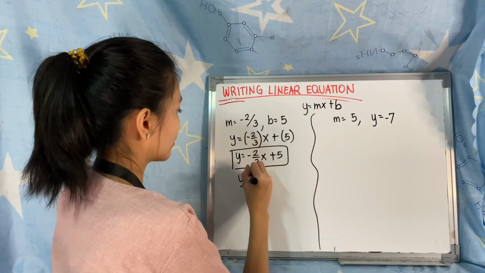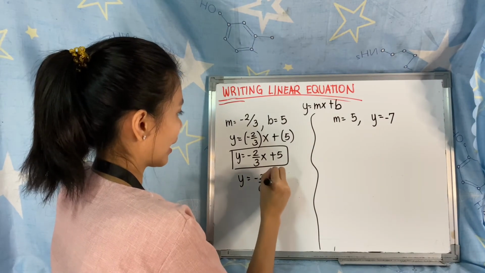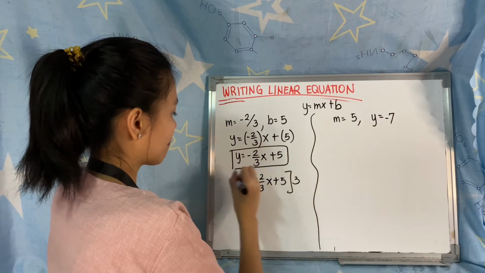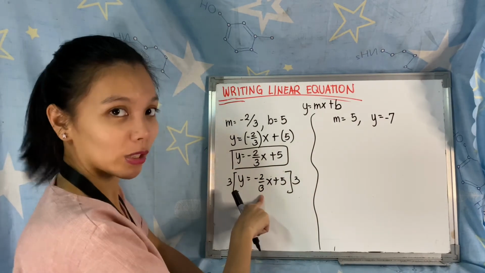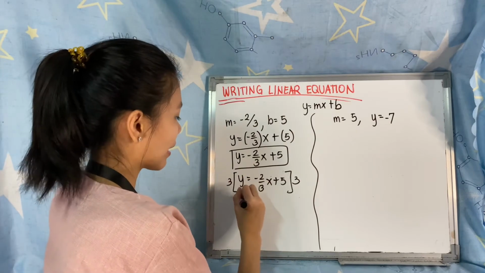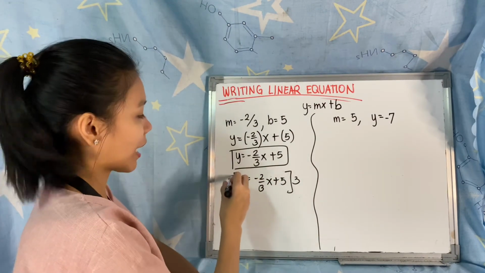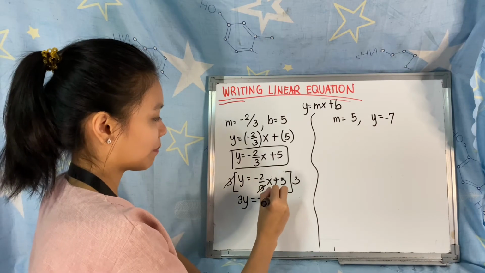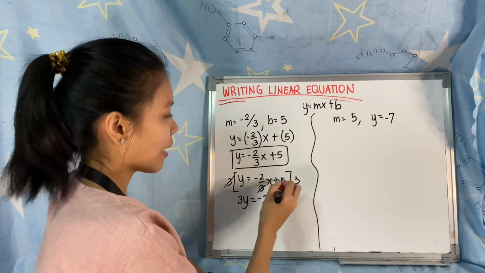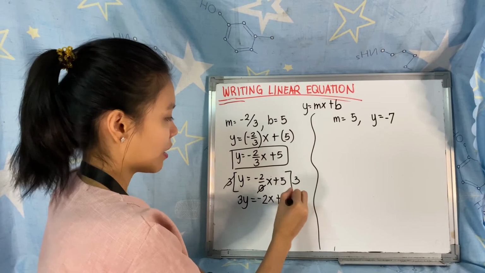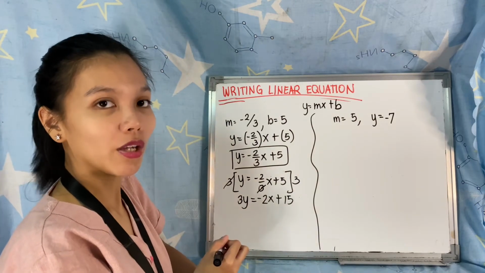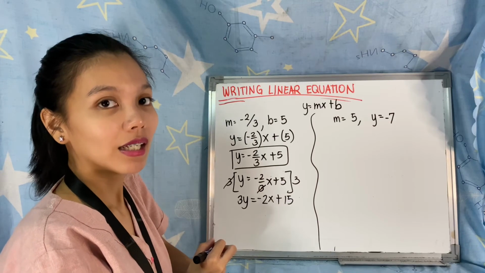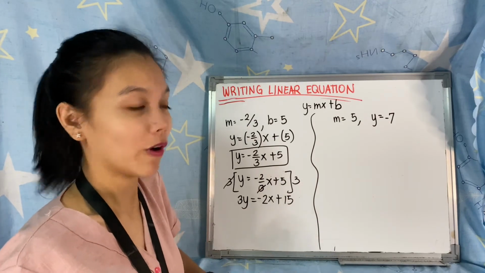So, y is equal to negative 2/3 x plus 5. So, multiply both sides by 3 para ma-cancel out yung denominator natin na 3. So, 3 times y, that is 3y. Then, cancel na natin si 3. May iwan yung ating numerator na negative 2x. Then, 3 times 5, that is positive 15. So, ngayon, wala na yung ating denominator. We can rewrite it in standard form.